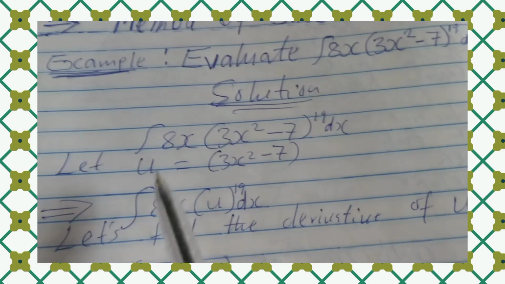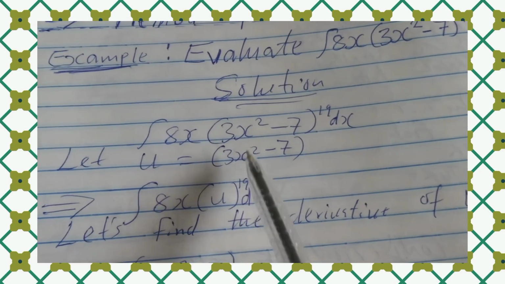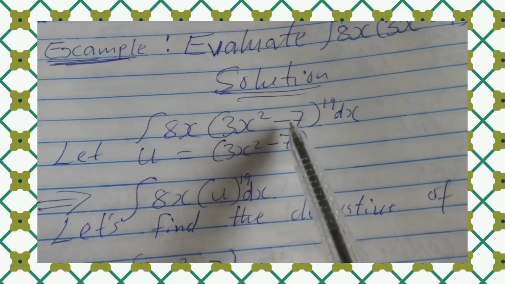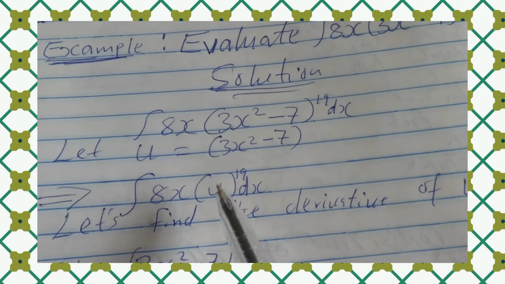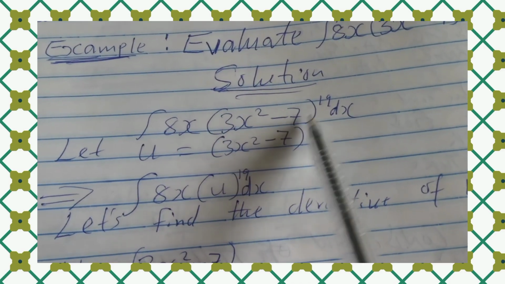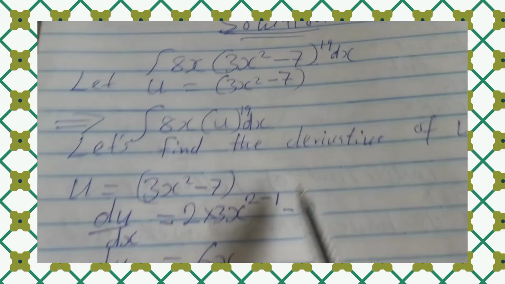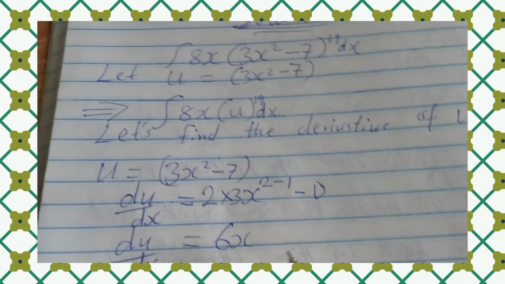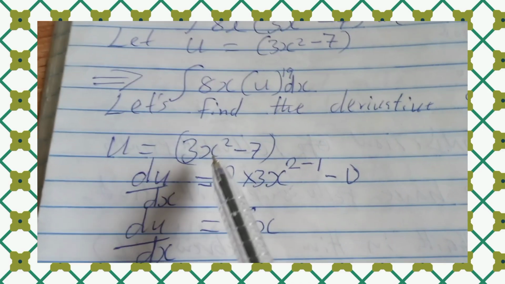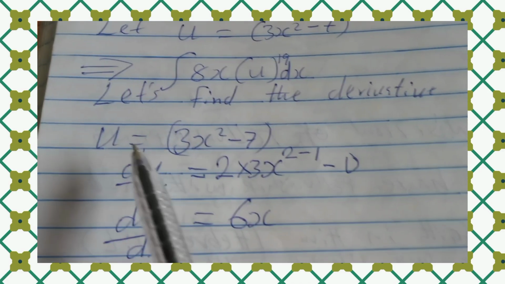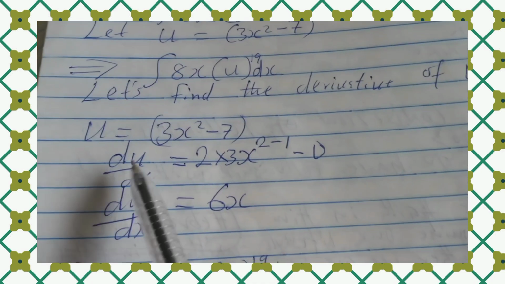So that implies that in the integral of 8x times (3x² − 7), we know that 3x² − 7 here, we say let it be u. So we put u here in place of this 3x² − 7 raised to the power of 19 dx. Now, what we are going to do is find the derivative of u. And we know that our u is equal to 3x² − 7. So for us to find the derivative of u with respect to x, we are going to have du over dx.